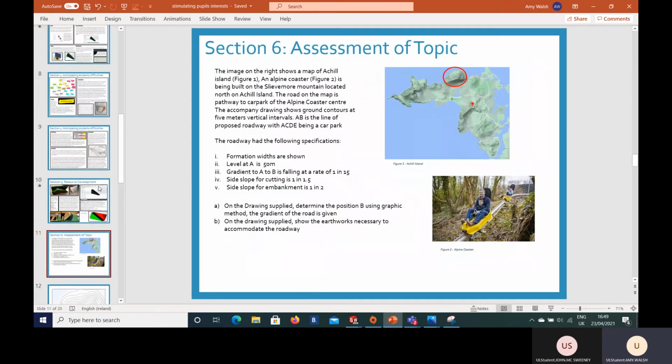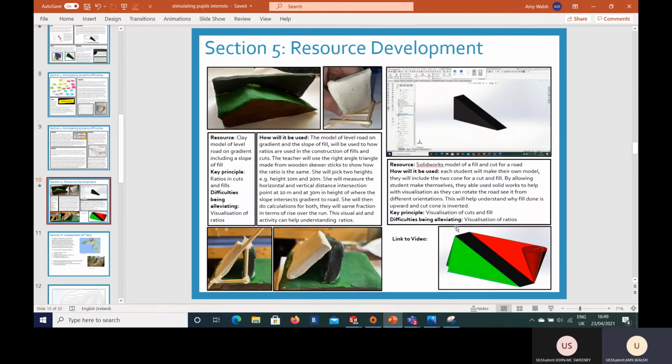Then if we go back to the resource here, the second resource I wanted them to do was to build on this and make their own. So I said on SolidWorks they could design a road of incline of their choice and make a cone, an upwards cone for the cut, so it'd be an inverted cone in red, and a normal cone for the fill. By getting the students to make it themselves, they'll have a tangible experience that they can draw on.